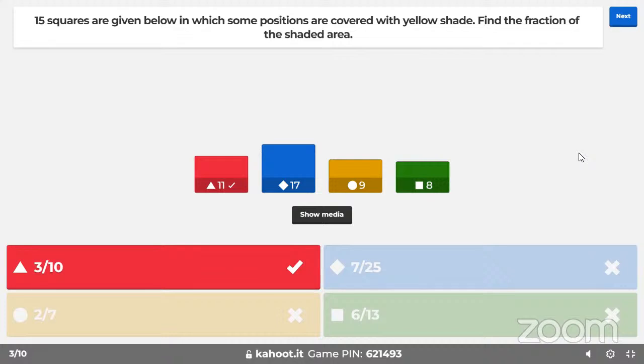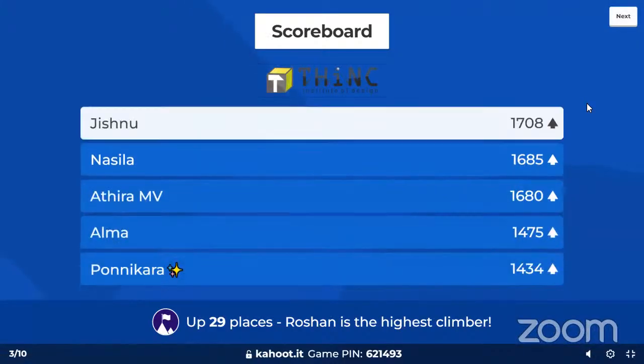So here is, after the third question, how the leaderboard will be. Let's see. Only 11 have answered it correctly, the logical reasoning. Here is the point table. Yes, there is a change in the leader table. Jishnu has come up to the first position with 1,713 points. Nasila with 1,698 points on second. Adira with 1,685 points on third. Alma with 1,478 points on fourth. Ponikkara with 1,437 points on the fifth. I think all 5 are new to the table, I guess.